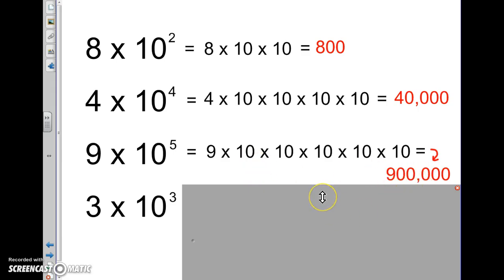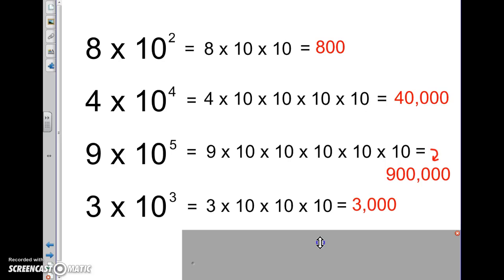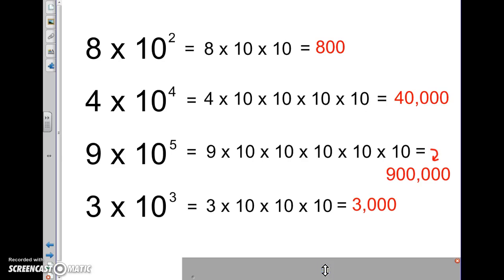And last one, 3 times 10 to the third. What would the product for that problem be? There's 3 tens there, right? 10 to the third. 3 times 10 times 10 times 10. 10 times 10 is 100, times 10 is 1,000, times 3 is 3,000. So that is how you solve those kinds of problems.